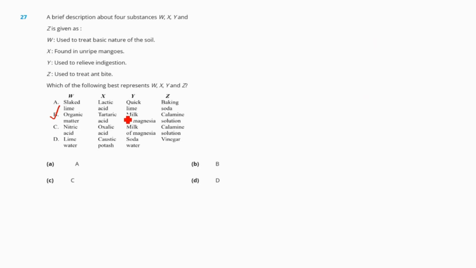And when any insect bites, it injects an acidic liquid, that is generally formic acid, into our skin. So the effect of this acid can be neutralized by treating it with calamine solution that contains zinc carbonate, that is basic in nature. So B is our correct answer, right?